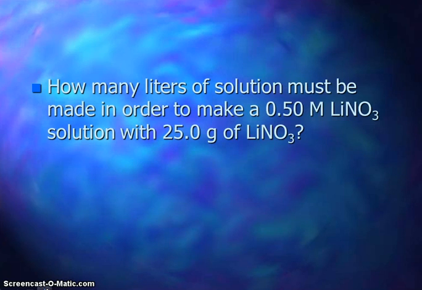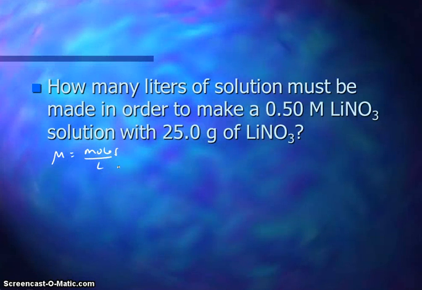So let's solve for the third variable. How many liters of solution must be made in order to make a 0.50 molar lithium nitrate solution with 25.0 grams of lithium nitrate? So again, we've got that molarity equals moles of solute per liter of solution. This time we're given the molarity. We're not given the moles, but we can calculate the moles from the grams, and we want to solve for liters.